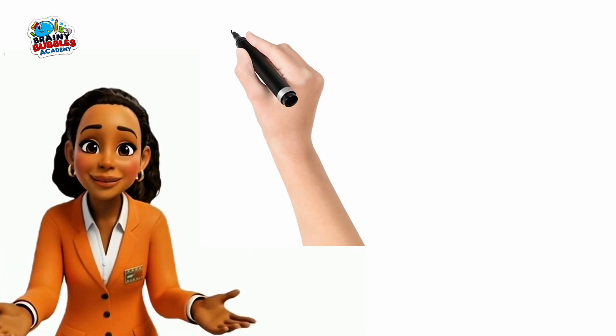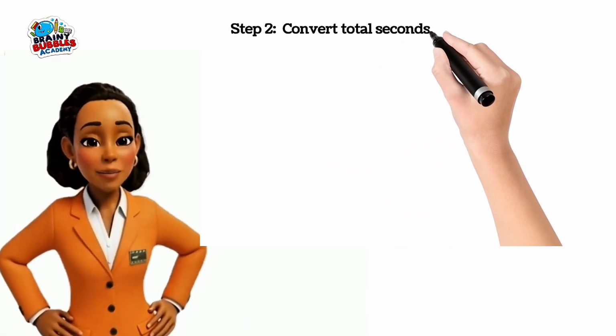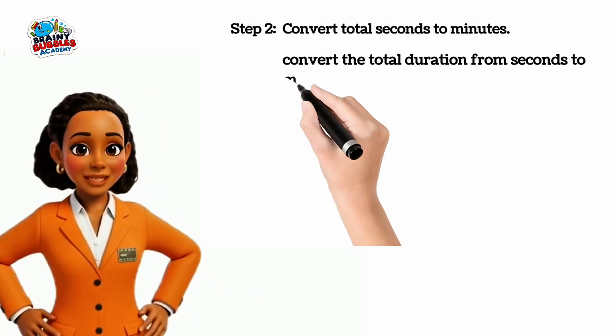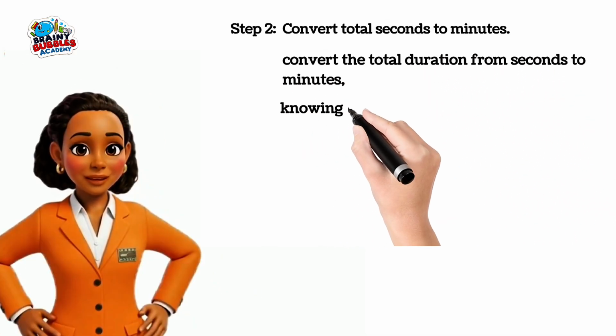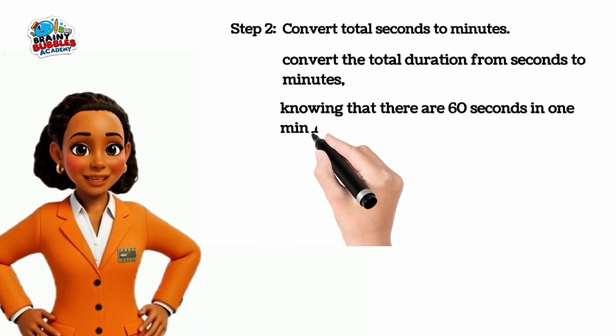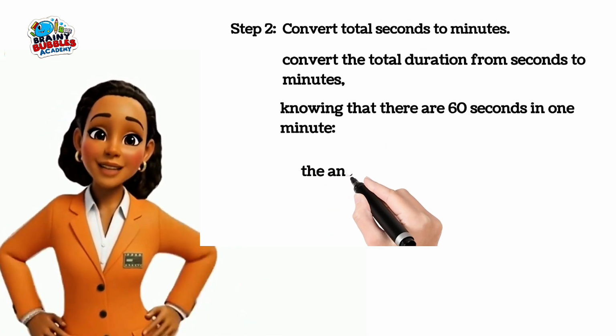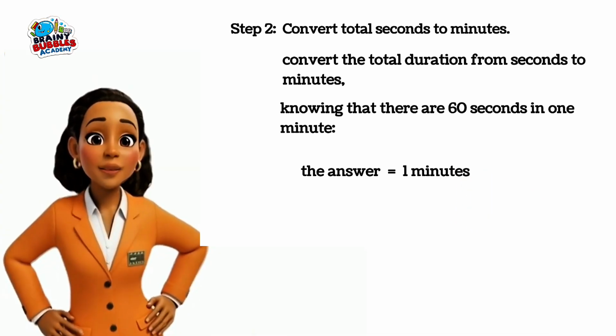Step 2. Convert total seconds to minutes. Next, convert the total duration from seconds to minutes, knowing that there are 60 seconds in 1 minute. If 60 seconds is 1 minute, the answer is 1 minute.